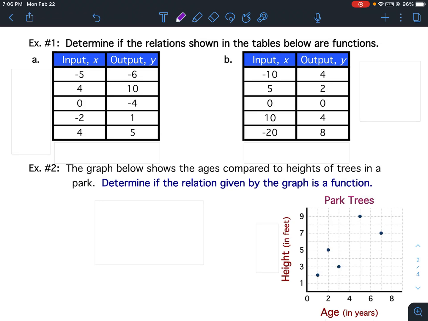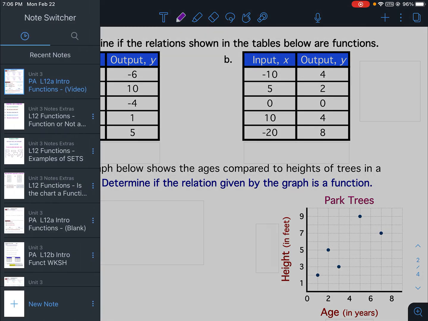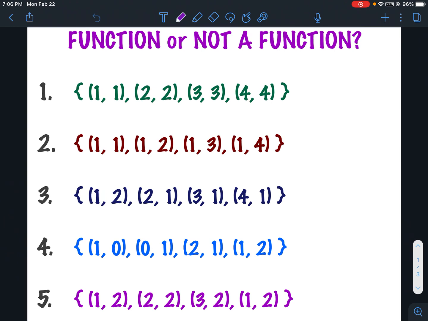Introducing functions, lesson 12 notes continued. Before looking at example number 1, we're going to look at some more examples of functions to determine if they are a function or a relation, or just a relation. All right, so let's look at number 1. Remember, the first thing you look for are repeating x values.